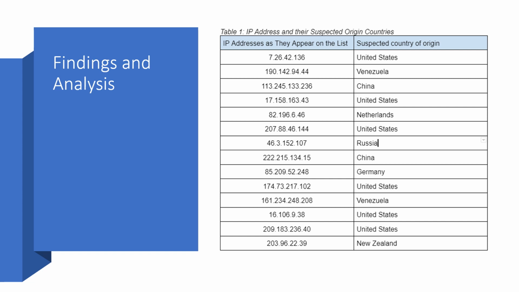This slide shows a table of those addresses and their suspected origin countries, and these are the results found by the UK Cybersecurity team. It was discovered the countries performing the anomalous behaviors are the United States, Venezuela, China, Germany, Russia, and New Zealand. 2 members of the Five Eyes Alliance were discovered to be on the list, which were the United States of America and New Zealand.